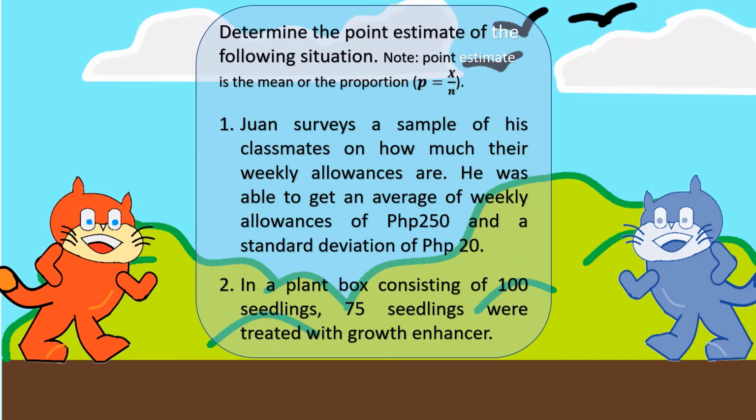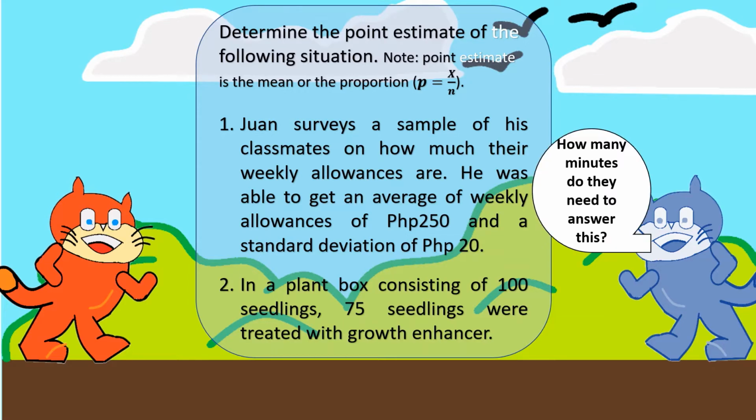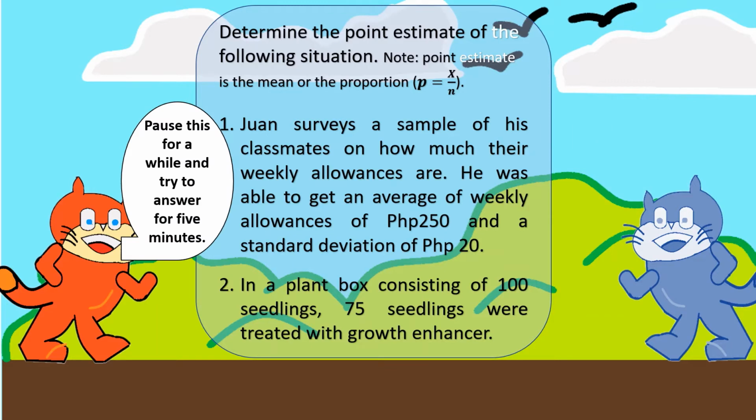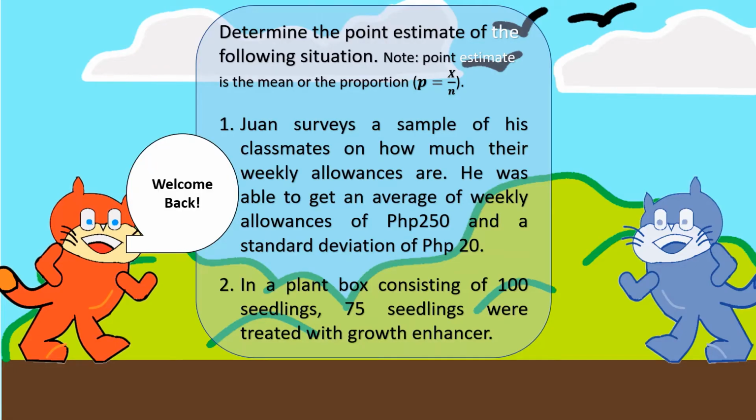Number 2. In a plant box consisting of 100 seedlings, 75 seedlings were treated with growth enhancer. How many minutes do they need to answer this? Pause this for a while and try to answer for 5 minutes. A few moments later. Welcome back!